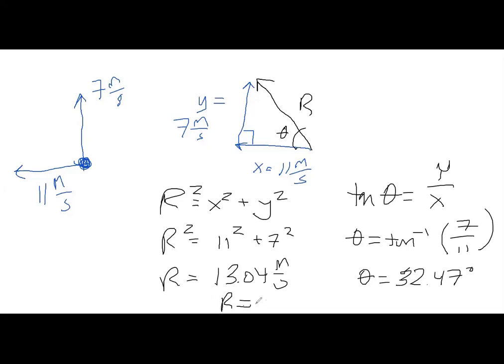R equals 13.04 meters per second at an angle in the second quadrant of 32.47 degrees. And there we go. That's how we solve this problem. Anybody need anything clarified there?